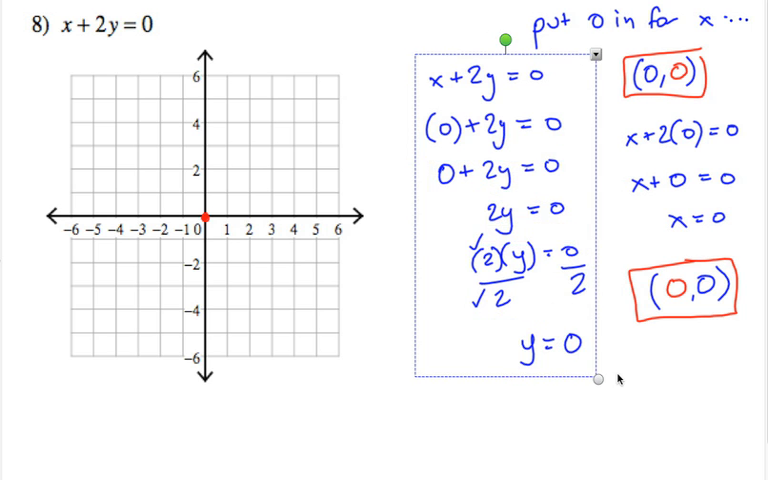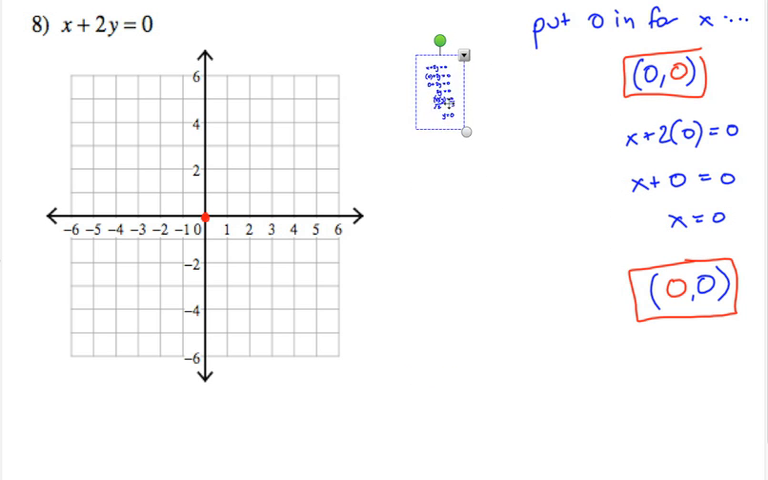That's why it's unique. I don't know which one to use. So what do I have to do? I have to come up with at least one other point because otherwise I don't know where this goes. It might go out this way. It might go out that way. It might go down this way. It might go down that way. I don't know. So I got to come up with at least one other point.